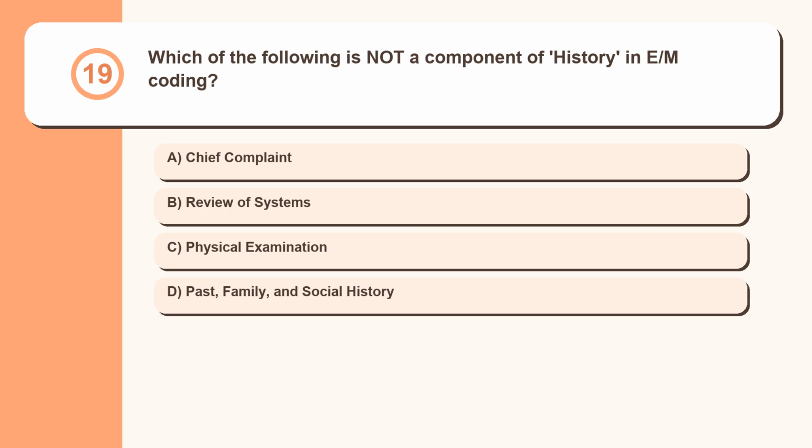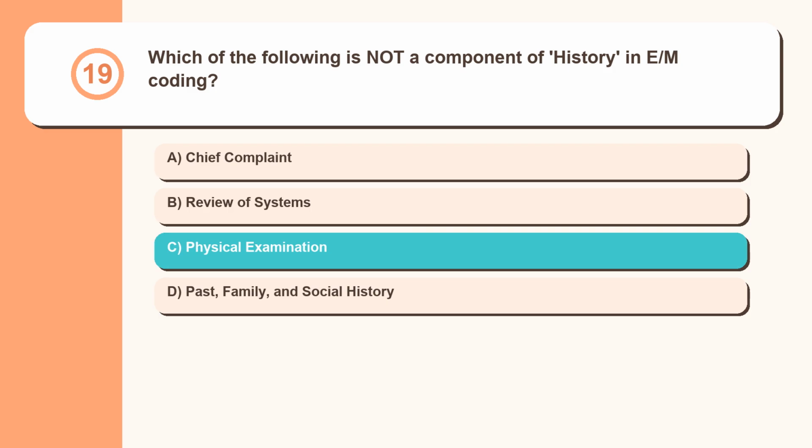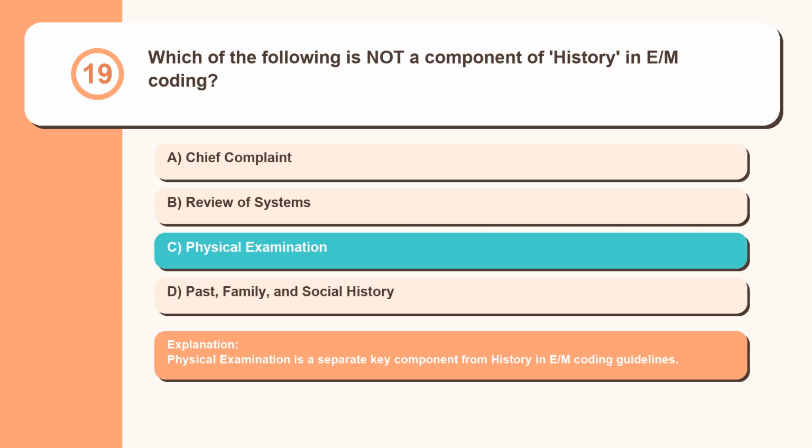Question 19. Which of the following is not a component of history in E/M coding? Chief complaint, review of systems, physical examination, past, family, and social history. Physical examination is a separate key component from history in E/M coding guidelines.